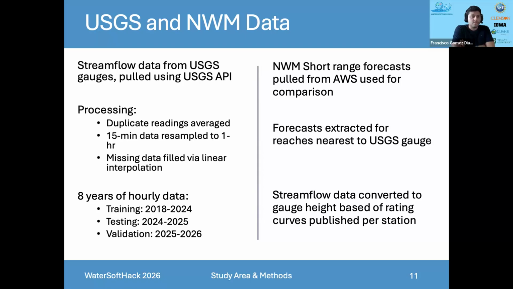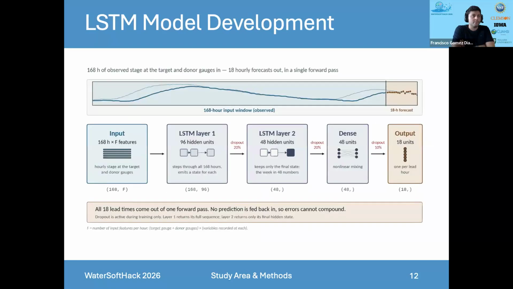So we split these 8 years into 3 time windows: training, testing, and validation for all the LSTM training. And for actually comparing the results, we have the National Water Model Short Range Forecast. All of this data was pulled from the Amazon Web Services bucket as a comparison, where all the forecasts extracted were selected for the nearest reach close to the USGS gauge. And all this streamflow data was also converted to gauge height based on rating curves. All of this data was also published by USGS, and we were able to pull all this data directly from the web services. So thank you, Francisco.